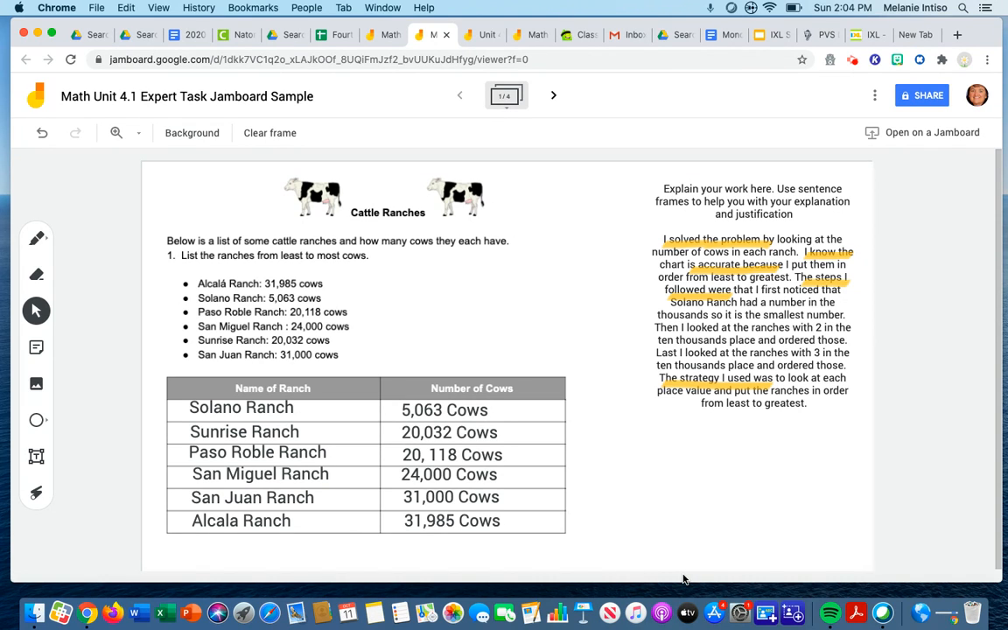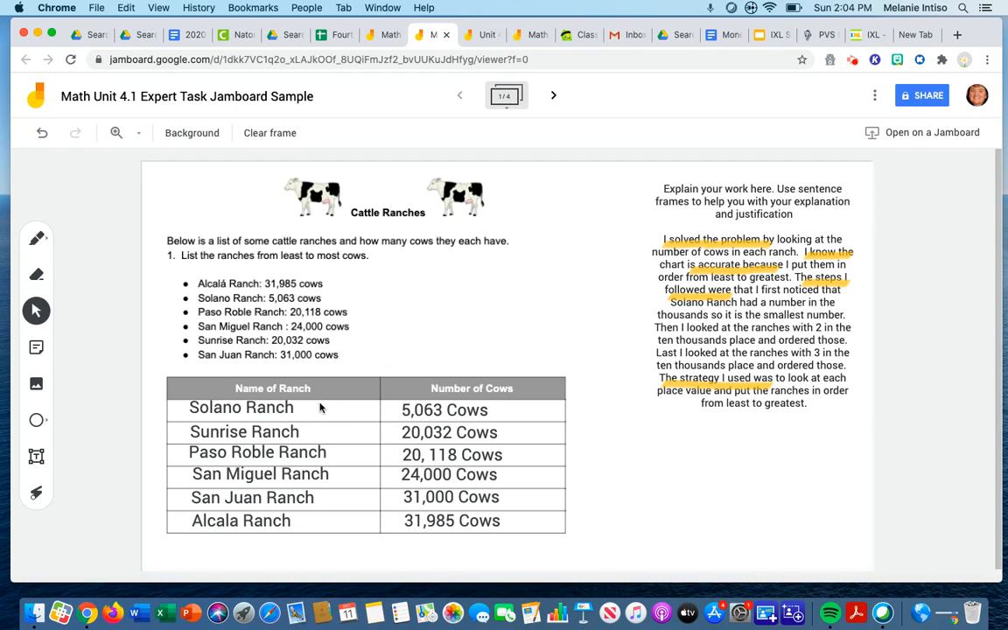Now, in this particular task, it was a cattle ranching task, and they had a list of all the different ranches and how many cows were on each ranch. The first task asks you to list the ranch from least to most cows. So on my chart here, I put them in the correct order.